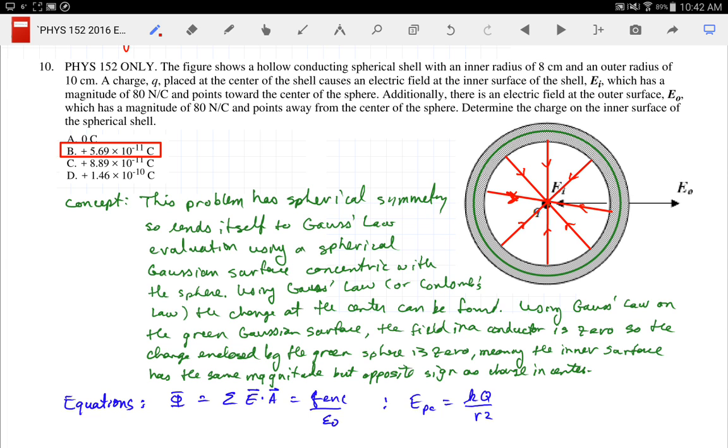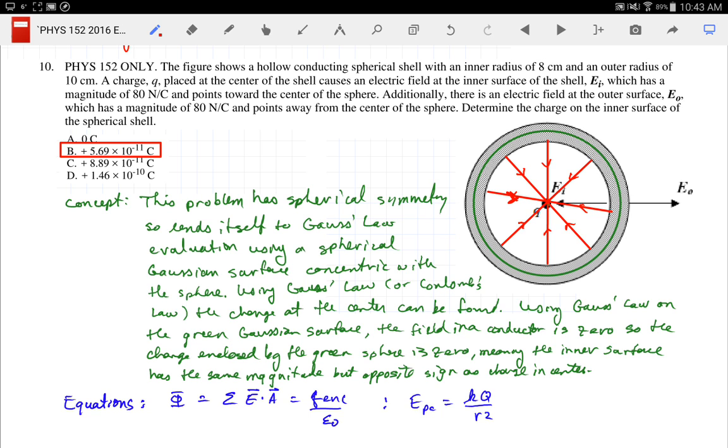And if the flux is 0, how much charge has to be enclosed? 0. So that tells you the charge on the inner surface plus the charge of the center has to add up to 0. And that's how you get the charge on the inner surface. And that's really the only way to calculate it.